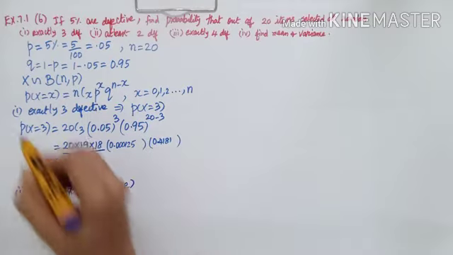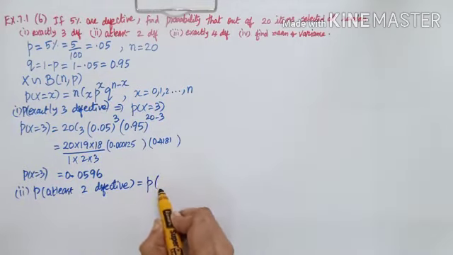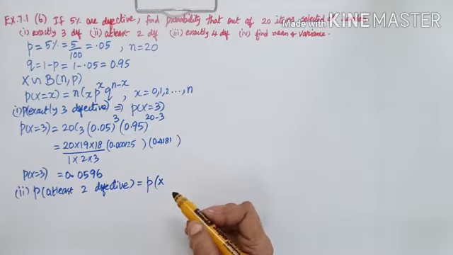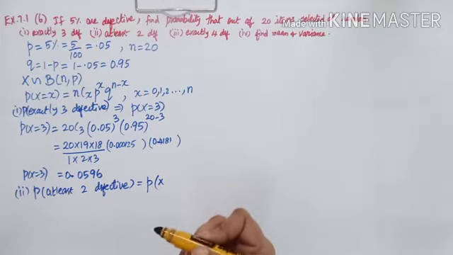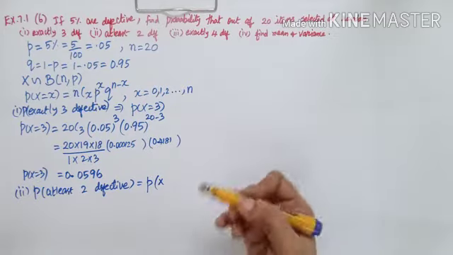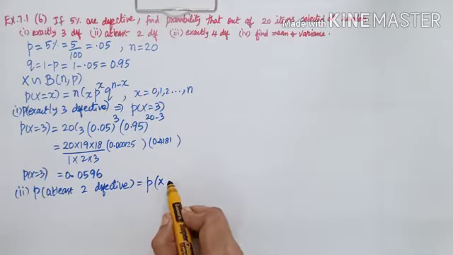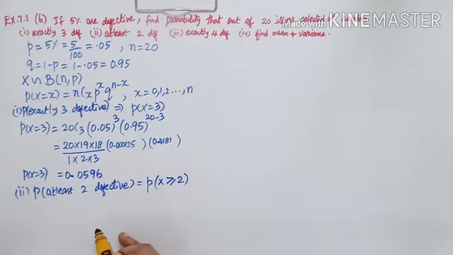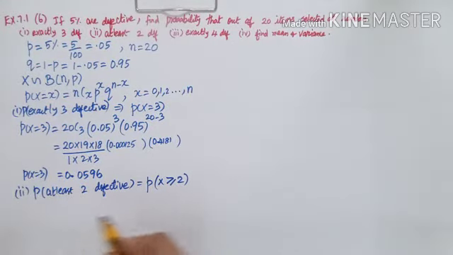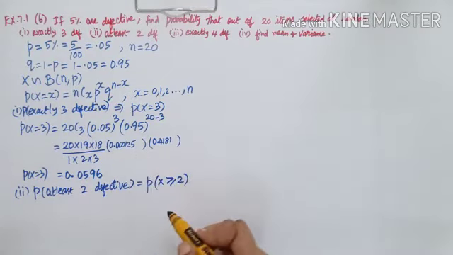Second part of the question, probability of at least 2 defective. The word at least tells me 2 or more. See, someone asks you, give me at least 5 rupees. Will you give him less or more? So give me at least 5 rupees tells you give 5 or more. Minimum 5 rupees, and more than that, it is up to you. So same way, at least 2 defective tells me X is greater than or equal to 2. That is, I need to find from 2 to 20.